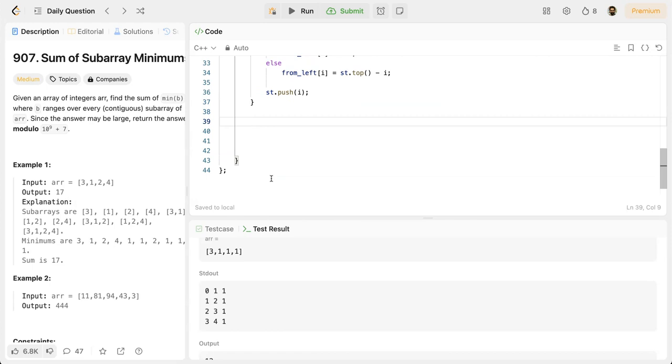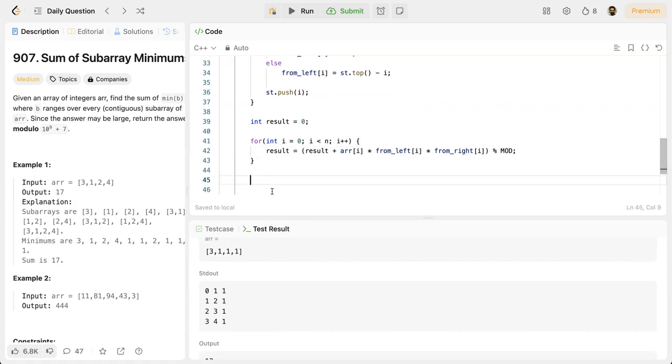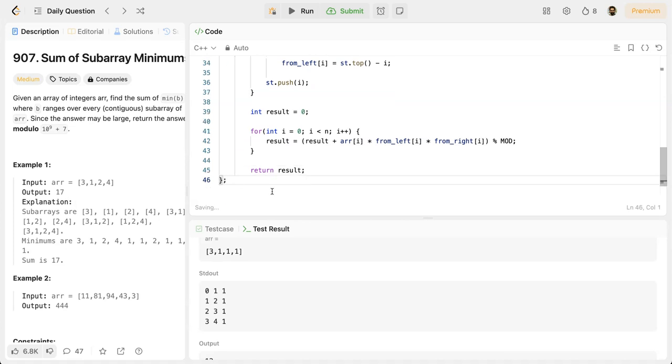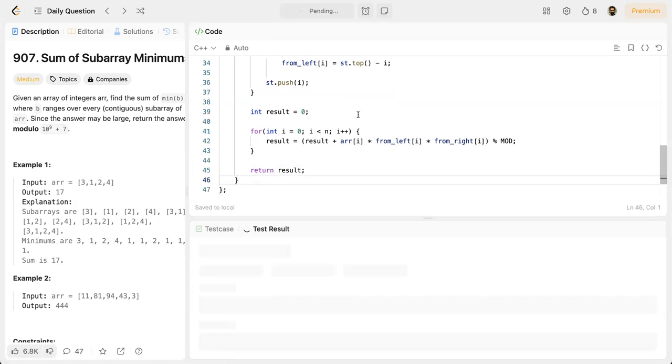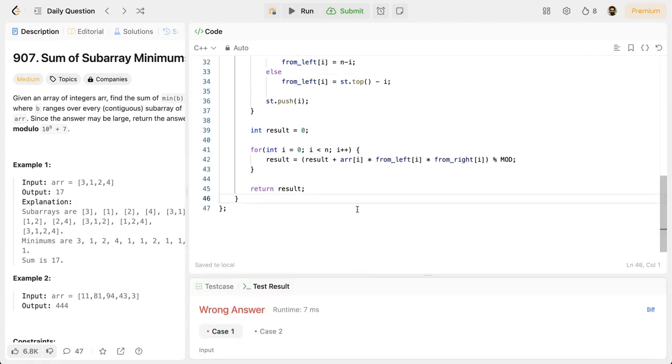That's it. So here we have int result is going to be 0, for int i from 0, result becomes result plus r of i times from left of i times from right of i, and %mod. Return result. That's it. Let's run it. Wrong answer. Output 0.